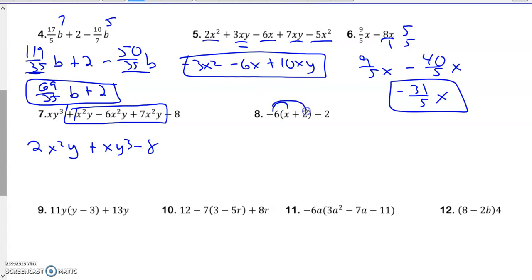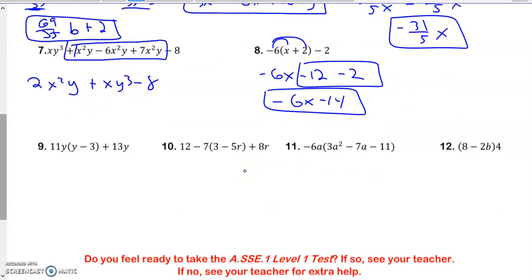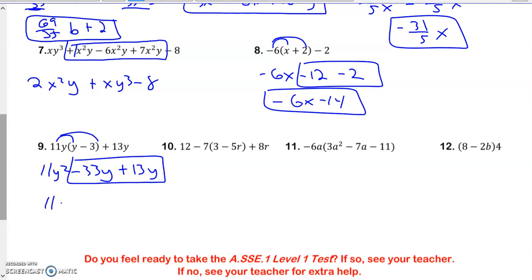Now I'm going to need to distribute. When I distribute, I get a negative 6x. 6 times 2 is a minus 12, and then a minus 2. I'm going to combine these two, and I get a 6x minus 14. Taking a look at the next one, I'm going to distribute, and I get 11y to the second minus 33y plus 13y. I'm going to combine these two, and I'm going to get 11y squared, and I'm going to get a minus 20y.